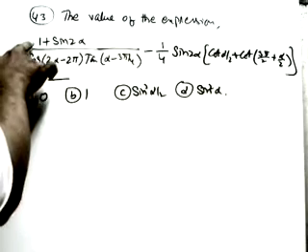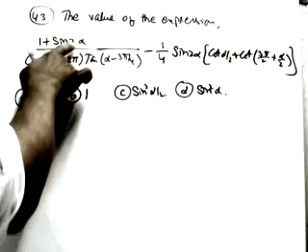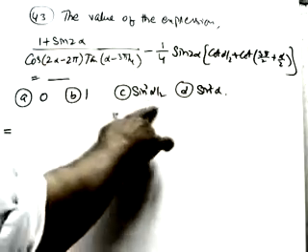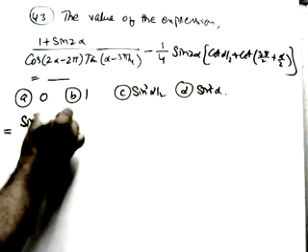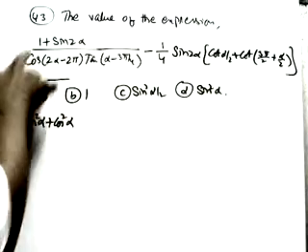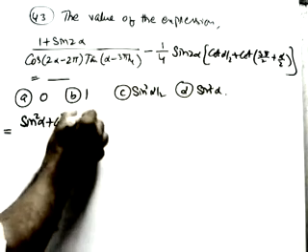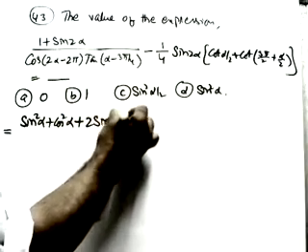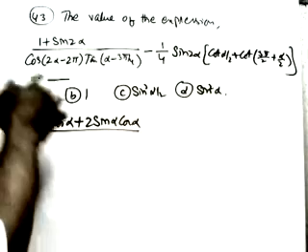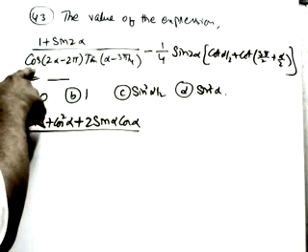So this is the answer. Now see here, let me start. This is a very lengthy question. Next question: 1 plus sine 2 alpha. Whatever the question, we have to see the answers. 1 we can write as sine square alpha plus cos square alpha, and 1 can be written as sine square theta plus cos square theta. Plus sine 2A is 2 sine A cos A, 2 sine alpha cos alpha divided by.